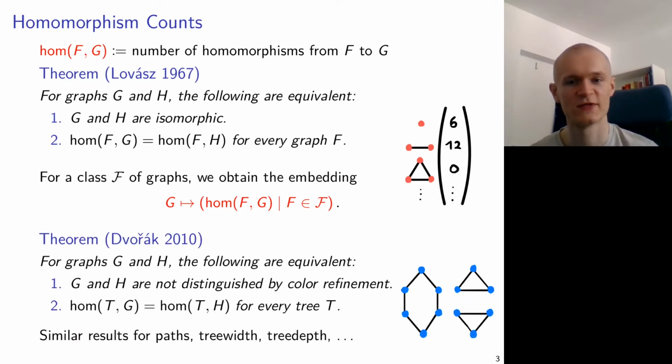So for example, if you take the class of trees, count only homomorphisms from trees, then two graphs are mapped to the same vector if and only if they are not distinguished by color refinement. So these results just state what happens if two graphs are mapped to the same vector. They don't tell you anything about what it means if two graphs are mapped to similar vectors.